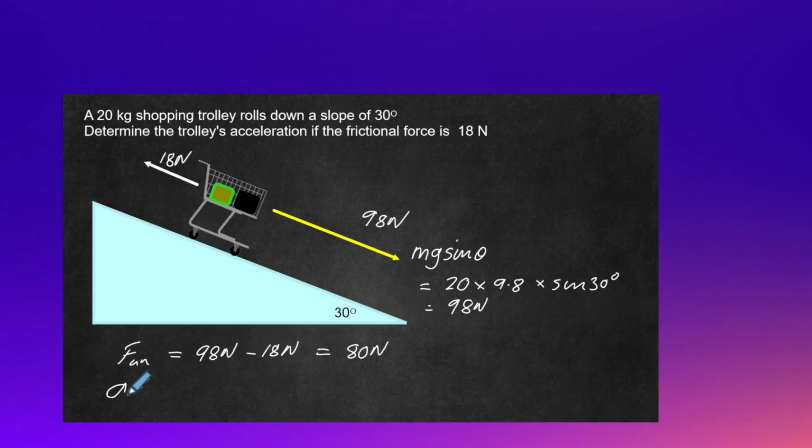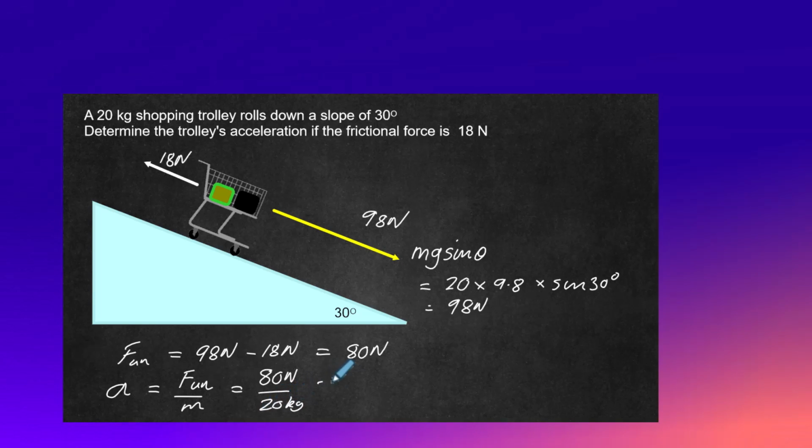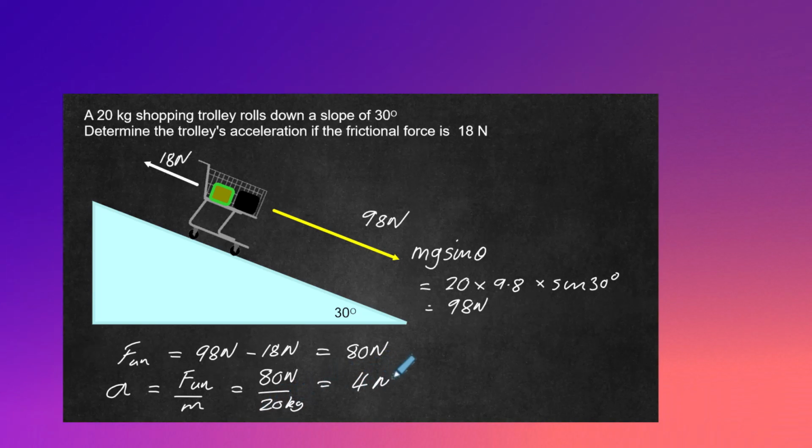From Newton's second law, the acceleration a is always equal to the unbalanced force divided by the mass. So the unbalanced force is 80 newtons, and we're dividing that by the mass, which is 20 kilograms. So then we're going to end up with an acceleration of 4 meters per second every second.